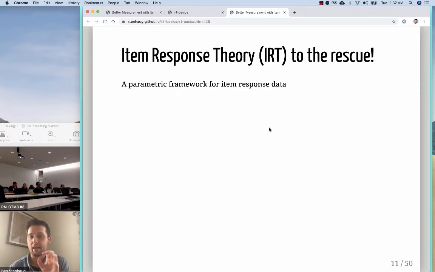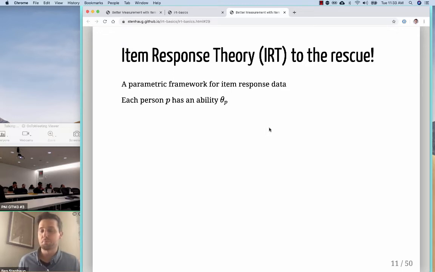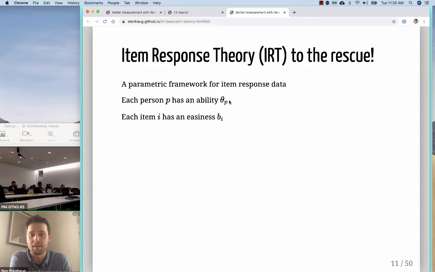It gives us a parametric framework with which we can model this item response data. It will scaffold up what those parameters are. So each person has an ability. We use the term theta P to say this is that person's ability. We'll assume for now that this theta is a single dimension, so that ability can be captured with just a scalar. But you can imagine having a model where this theta is a vector of five different dimensions, the big five personality traits or something like that. And you can estimate their ability along each of these dimensions. Again, we'll stick with it being a scalar for now.